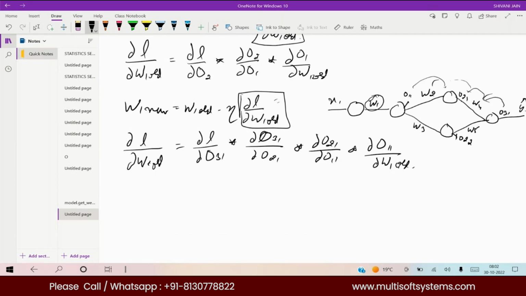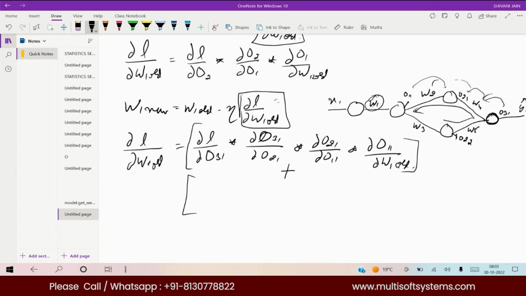Now, when we try to update W3 and W5, we consider the output O2 also, here and here. So it is the first part only of this. If you see, my O31 is dependent on O2. To reach W1, I have O3 in between, and O3 is dependent on two weights, W4 and W5. So as of now, I have considered only the first path.